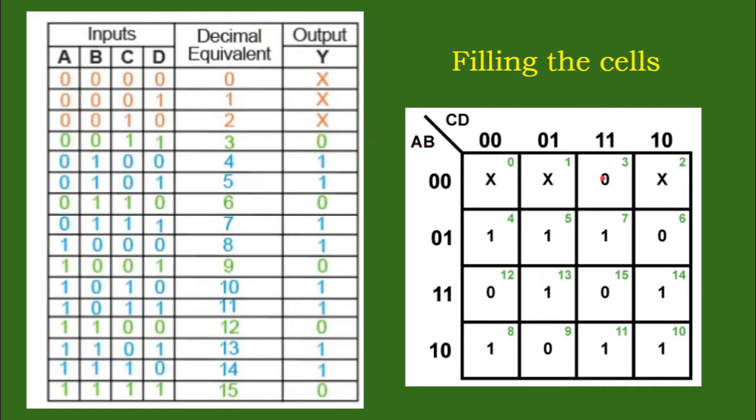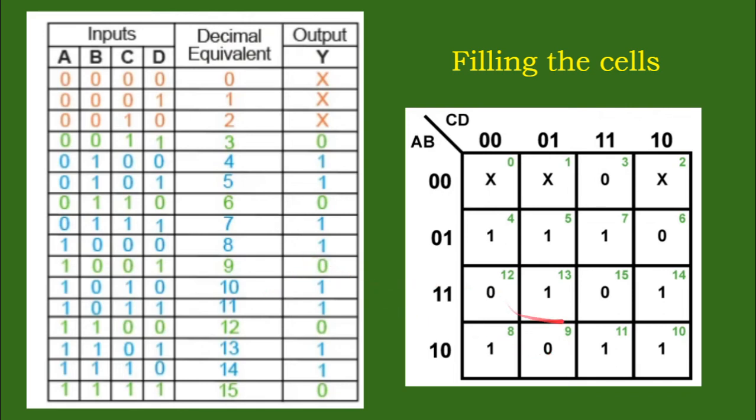So we are putting 3 in the 0 position. 4 and 5 are 1. 6 is the 0 position. So this is 0. And then 7 and 8 are 1, so 1 is filled. And then 9 is 0. For 9, 0 is filled.